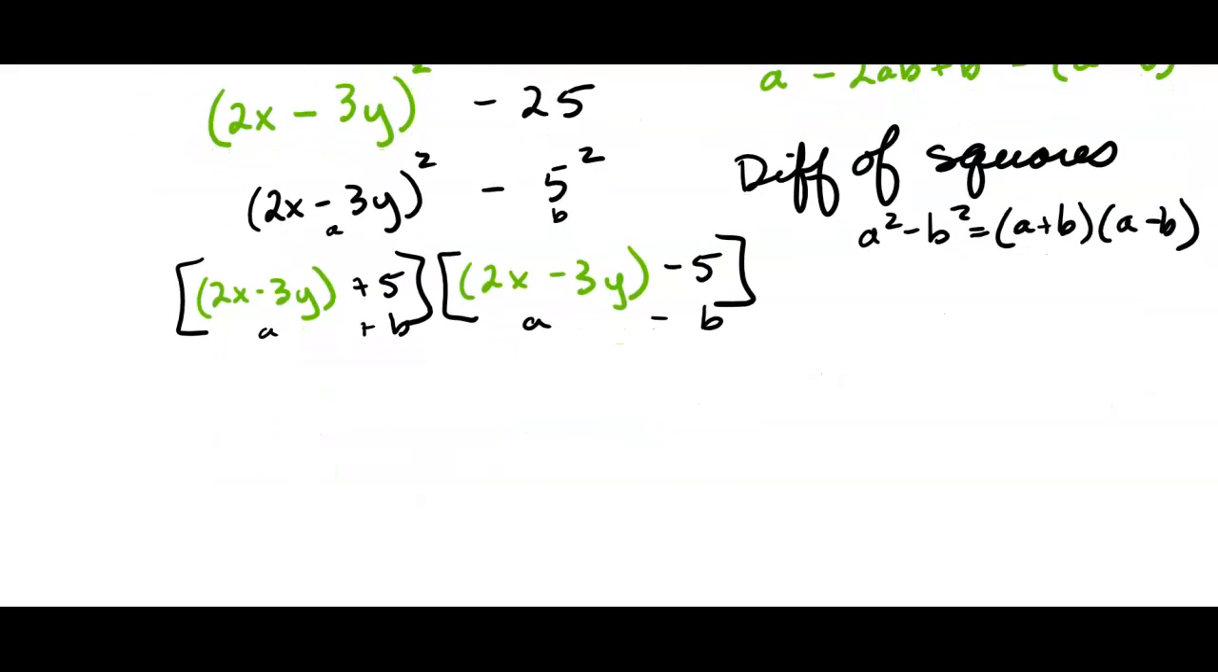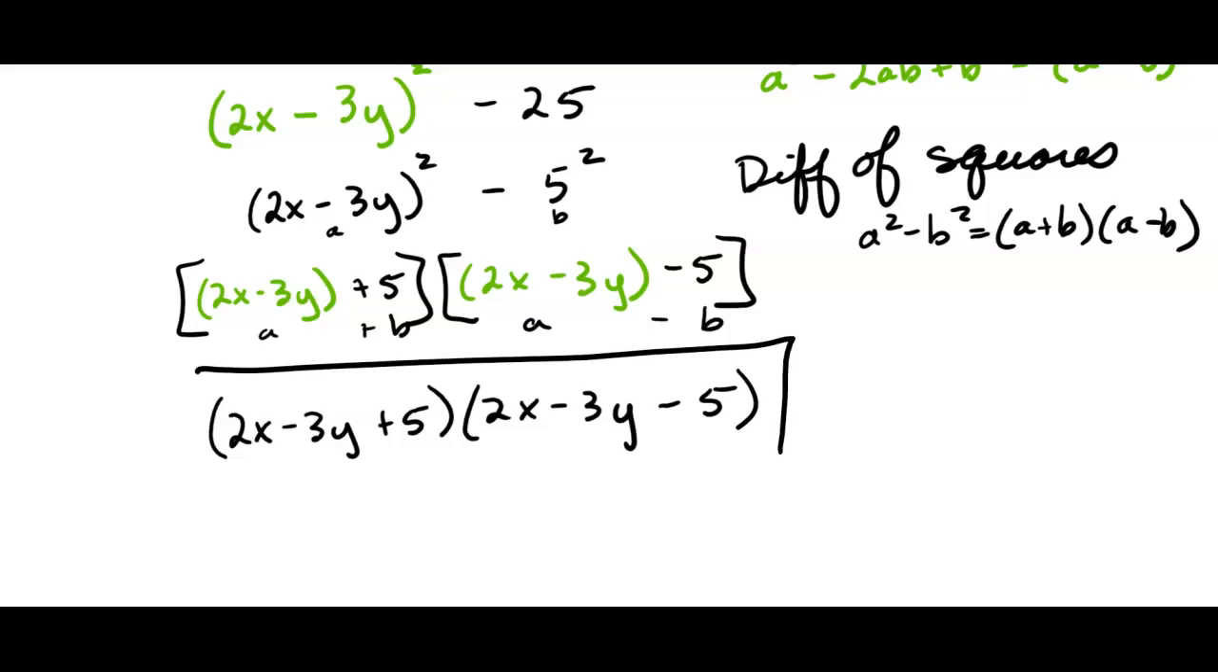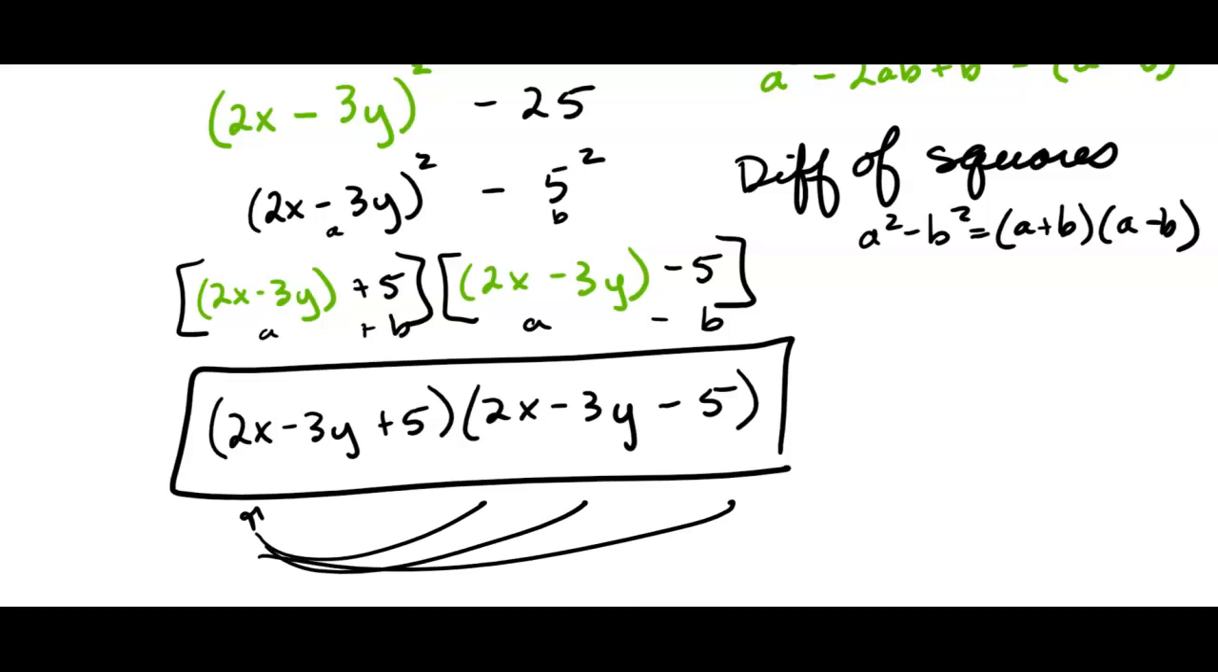So the colors and the parentheses, that's just to help you to see what's going on. The way I'd actually write the answer, though, would be 2x minus 3y plus 5 times 2x minus 3y minus 5. So I would take out the parentheses. Okay. And then that's how you do that one. You can check it by multiplying. If you're going to multiply, you'll have to multiply each term here times each one over there, and the same with this one. So you're going to be like 9 terms. But eventually it would all work out.